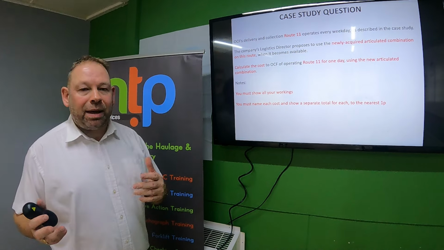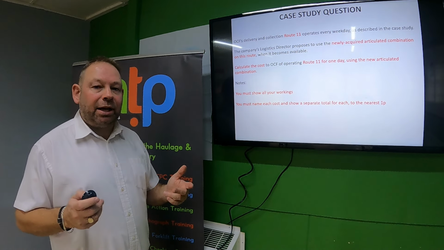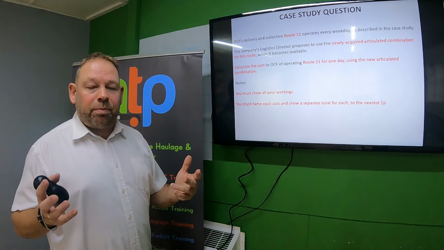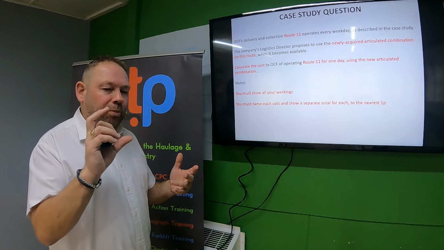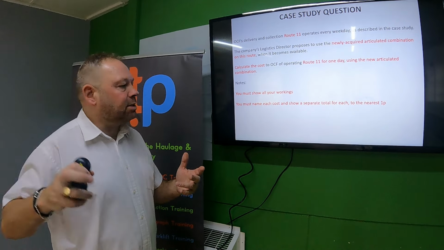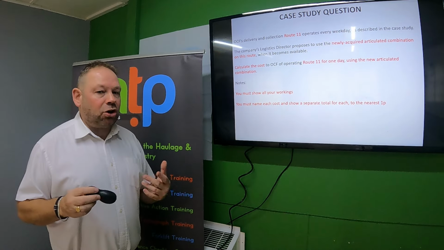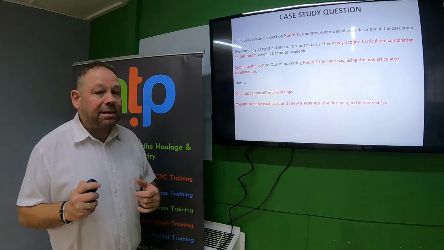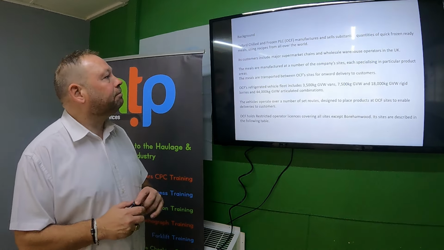The thing with the nearest 1p is if you do a calculation on your calculator and it comes out to a proportion of a penny, don't panic, that's probably right. But you'll use that full proportion anyway when you go on to the next step. So name each cost and put a separate total for each. Right, let's have a little look at the case study.